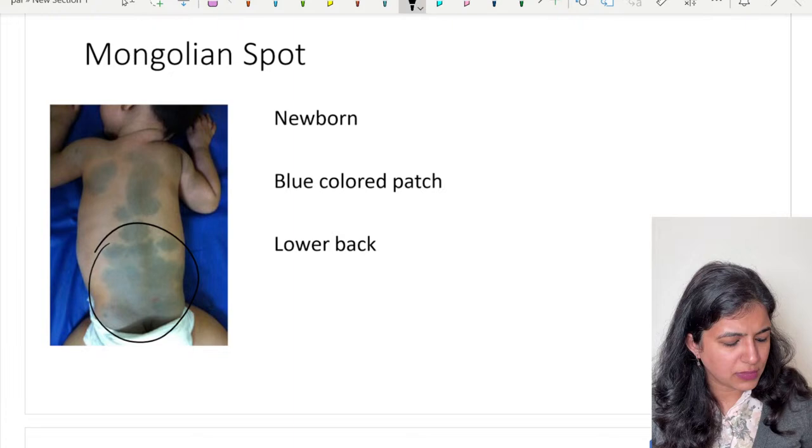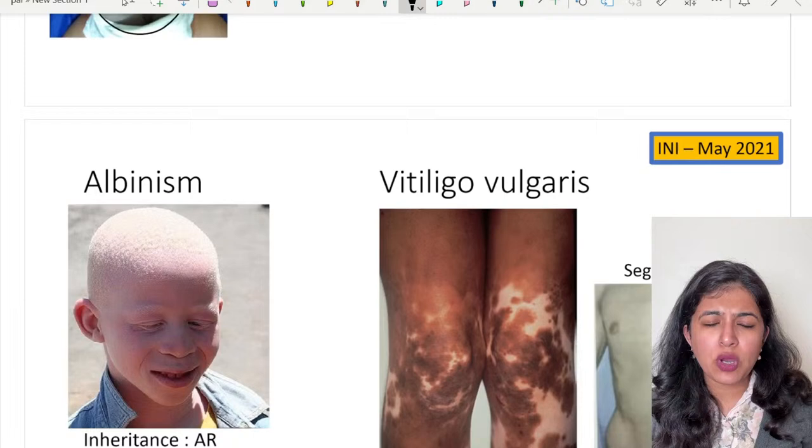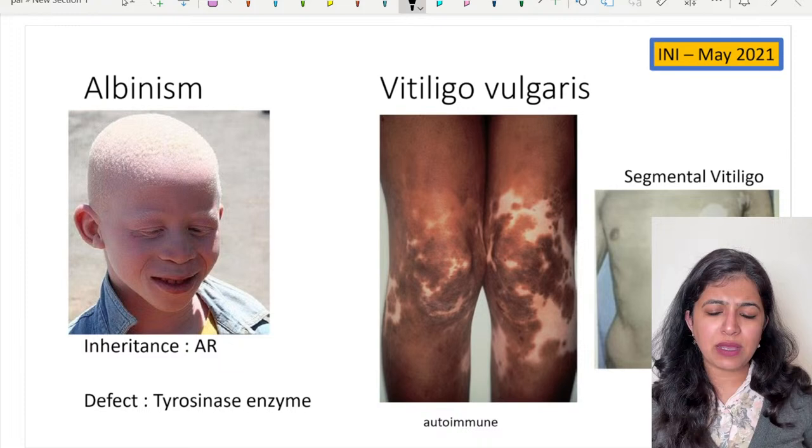Okay, cool. So this is Mongolian spot, blue spots on the back of a baby. Then we come to white lesions. White lesions have off late become very favorite in the INI, in the NEET, in the FMGE, everywhere.